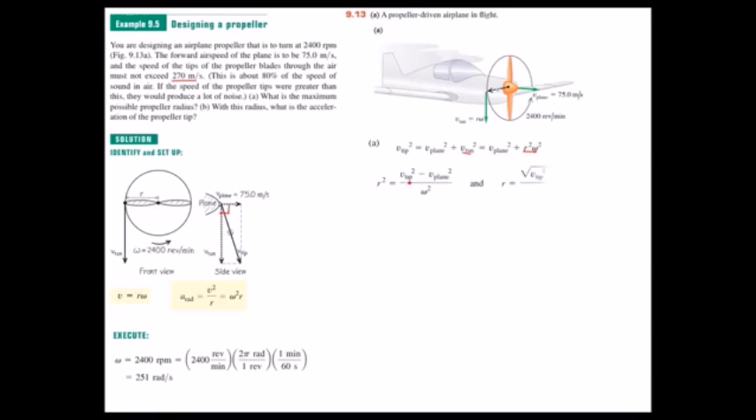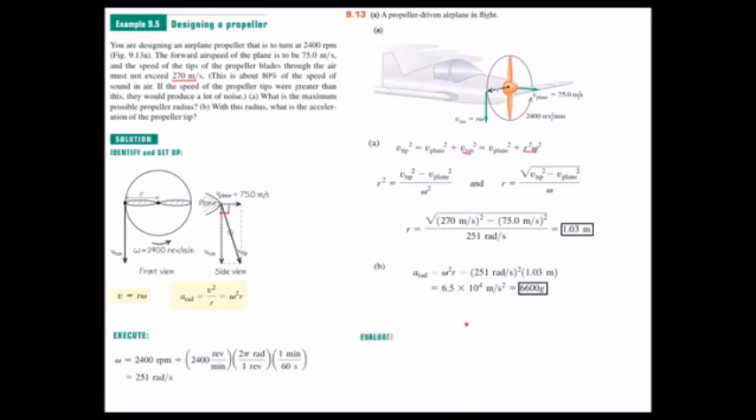Now I can solve for r, where I'm going to replace the tip speed by its maximum value, which is 270 meters per second. As shown here, solving for r, I get about 1 meter. Now I can calculate the radial acceleration of the tip of the propeller with this radius. Putting in the numbers, I get 6.5 times 10 to the 4 meters per second squared. I note that this acceleration is 6,600 times greater than the acceleration of gravity near the surface of the Earth. So the internal stresses on the propeller tip are enormous, and this ends example 9.5.